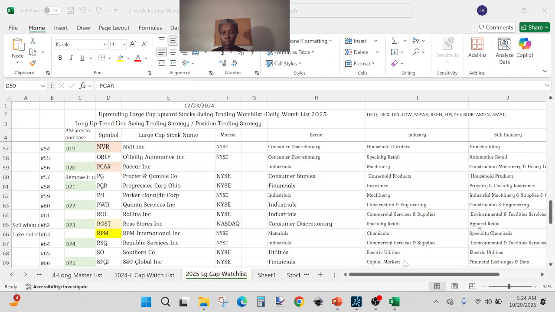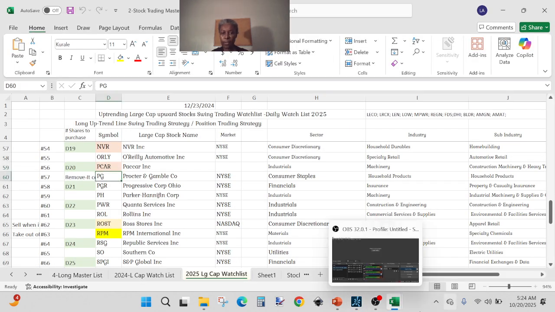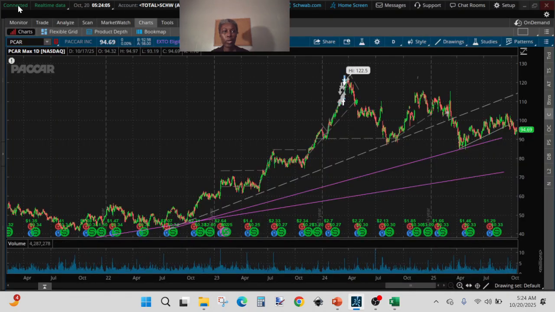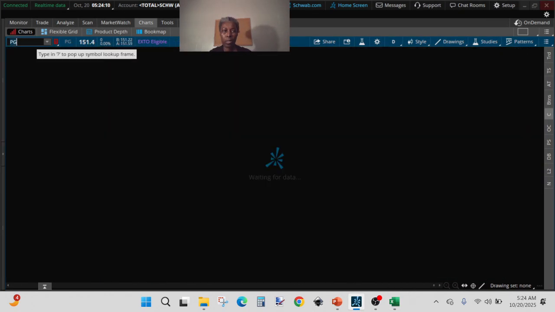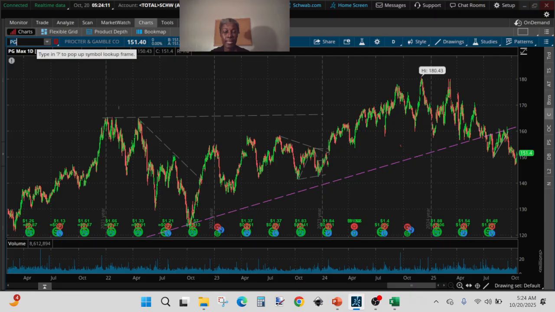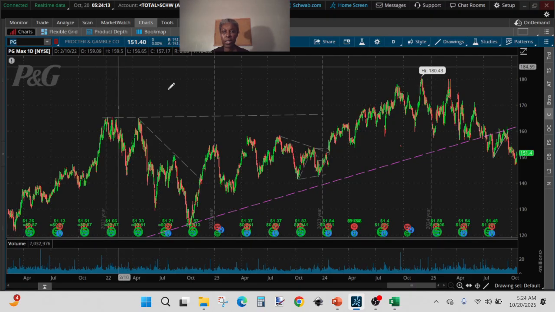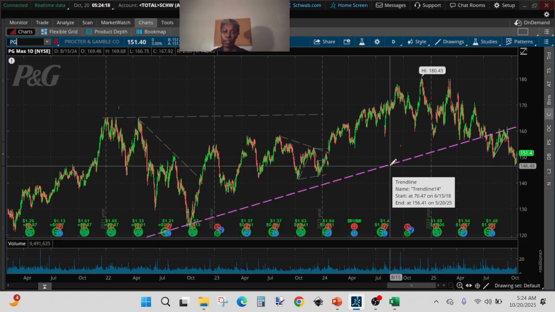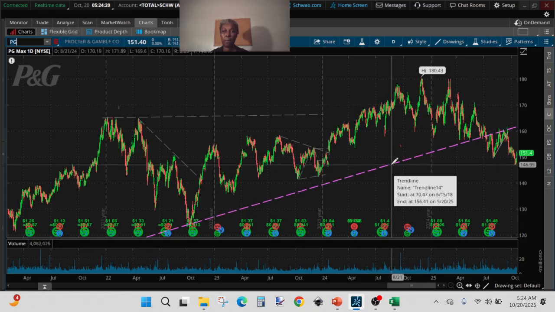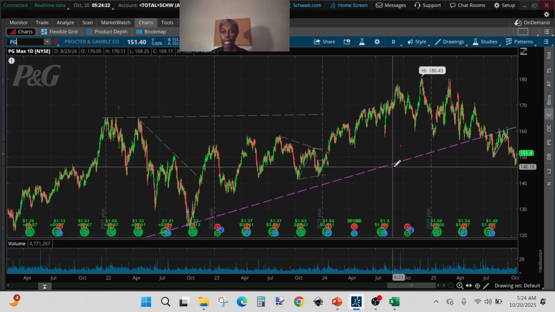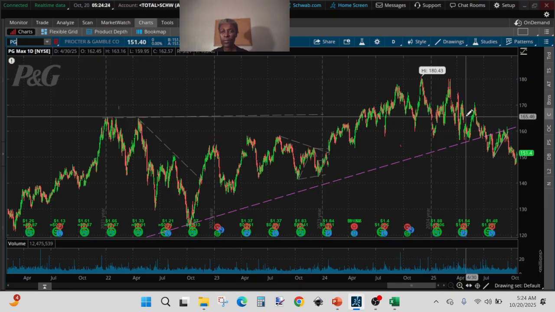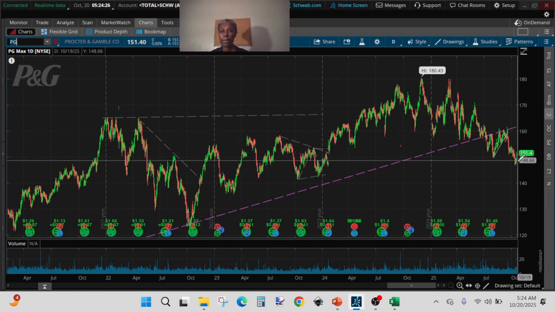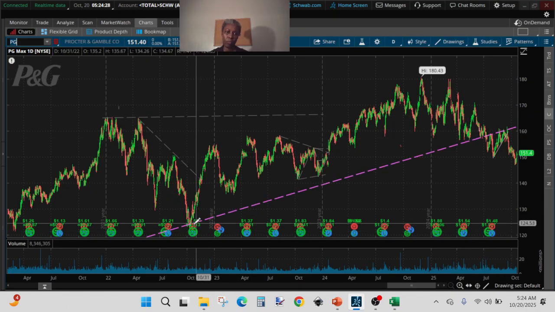The next one we are going to analyze is PG. I have a note there to remove PG from the list for the 2026 watch list, but I'm not entirely sure yet. So when we are looking at PG again, you'll notice that I traced this support line as my buying point, and right now it went below it.